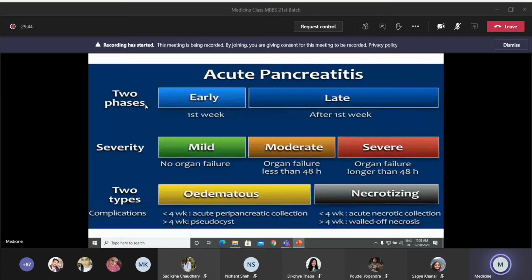As a result, there will be the necrosis, and if it is less than 4 weeks, it is acute necrotizing collection. After 4 weeks, it is known as walled-off necrosis. Usually walled-off necrosis is seen after 10 days, not 4 weeks.